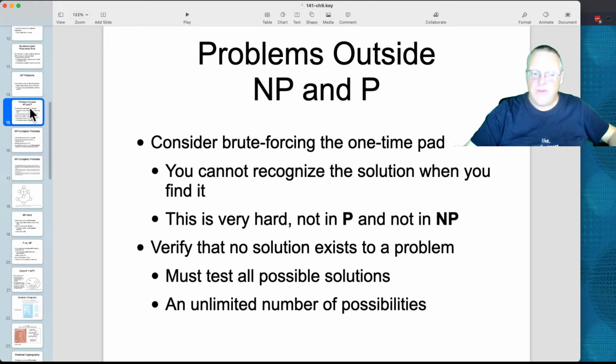Very good. I'm glad you're asking these questions, because I've been struggling with this for years, understanding P and NP. It's a little bit of abstract algebra, a little bit difficult to grasp.